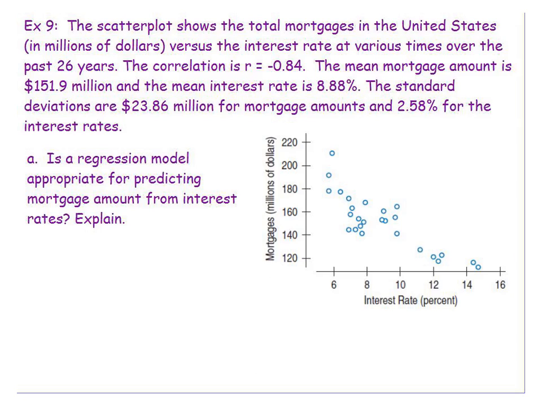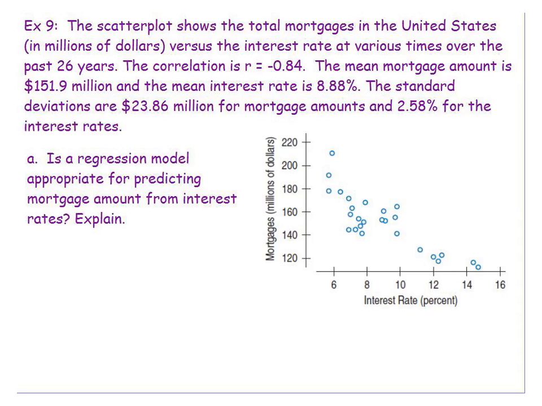The scatter plot shows the total mortgages in the United States in millions of dollars versus the interest rate at various times over the past 26 years. The correlation is r equals negative 0.84. The mean mortgage amount is 151.9 million, and the mean interest rate is 8.88%. The standard deviations are 23.86 million for mortgage amounts and 2.58% for interest rates. The first question asks, is a regression model appropriate for predicting mortgage amounts from interest rates?